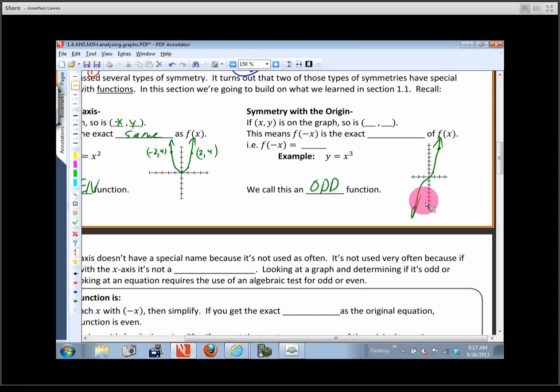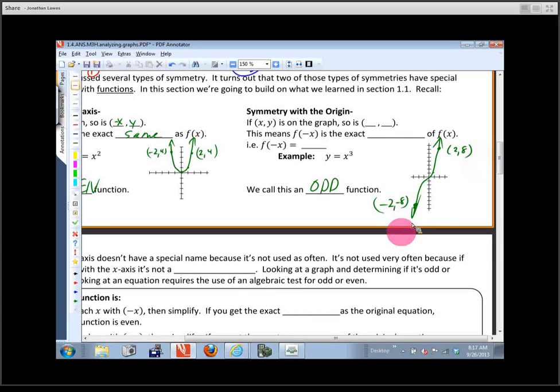When we graphed this before, one of the points that we graphed was (2, 8). This corresponding point over here was (-2, -8). So again, we're comparing what happens when we go to the left and the right. When we go to the right, we get 8. When we go to the left, we get -8.